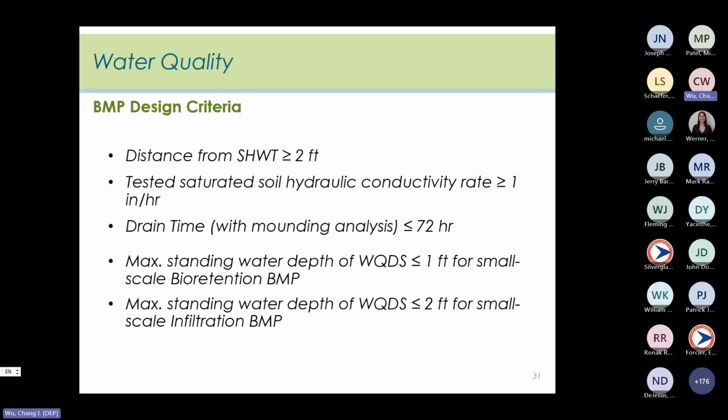Third, determine whether the configuration of the proposed small-scale GIBMP meets the design criteria of the BMP specific for the type of the small-scale GIBMPs. As the previous slide shows, there are some BMPs that do not have valid soil exploration to determine the seasonal water table and the saturated soil hydraulic conductivity rate. So the separation of the seasonal water table from the lowest point of the BMP and also the drain time may not be verified.